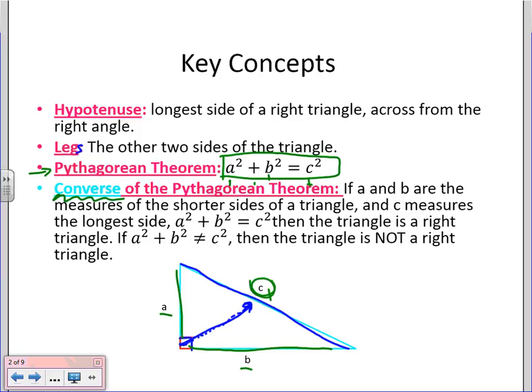Okay, then we've got the converse of the Pythagorean's theorem. And this says if A and B are the measures of the shorter sides of a triangle and C is the longest side, or the hypotenuse, then A squared plus B squared equals C squared. Okay, that's Pythagorean's theorem. But if A squared plus B squared does not equal C squared, then the triangle is not a right triangle. Okay, and a right triangle is a triangle that has a right angle somewhere in it. Okay, so those are our key concepts.